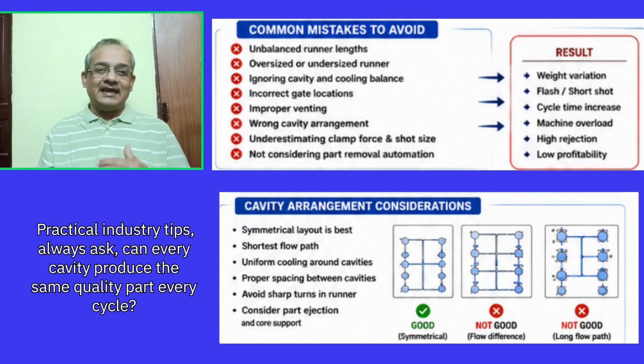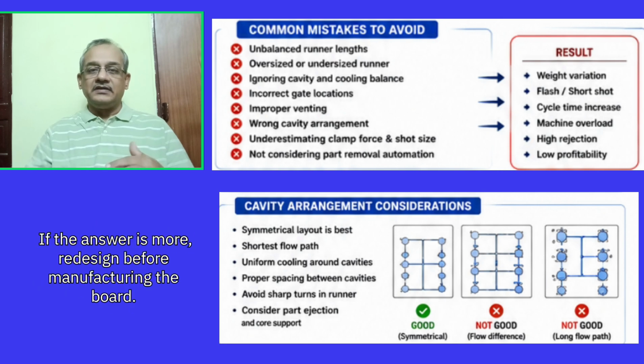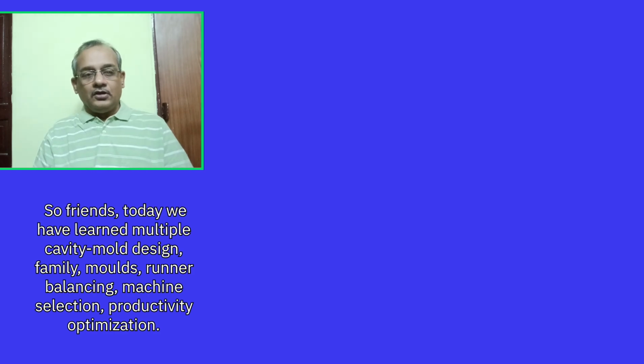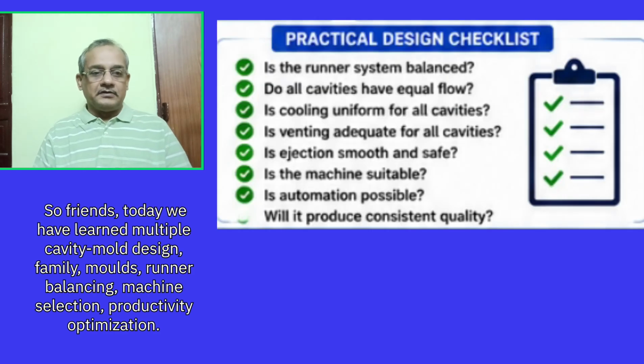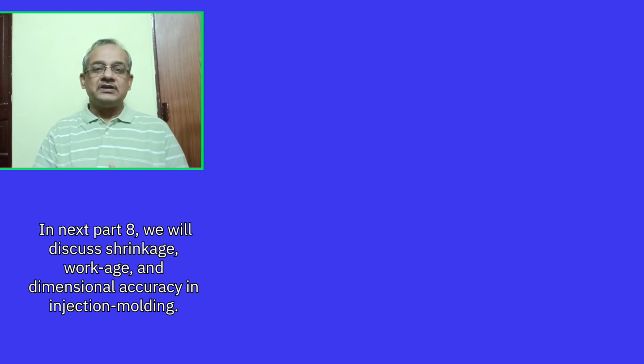Always ask, can every cavity produce the same quality part every cycle? If the answer is no, redesign before manufacturing the mold. So friends, today we have learned multi-cavity mold design, family molds, runner balancing, machine selection, productivity optimization. In the next part 8, we will discuss shrinkage, warpage and dimensional accuracy in injection molding.